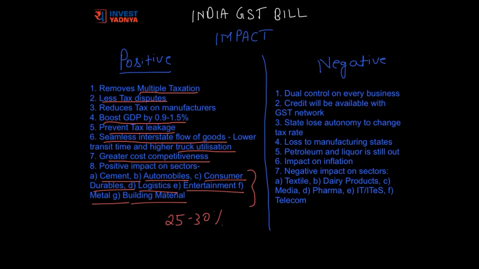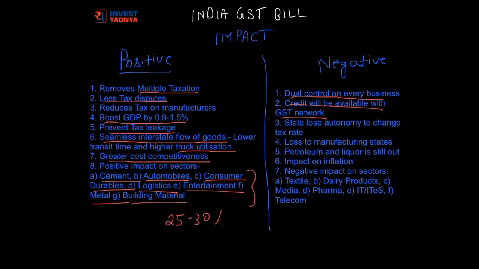Now we will discuss about the negative impact of GST bill. First, dual control will be there on every business, which is by both state and central. Like today, the retail business only has the state government's intervention, but now it will have both central and state intervention. All credit will be available only from online connectivity with GST network, which may impact small businesses negatively as they may find using the system more difficult.